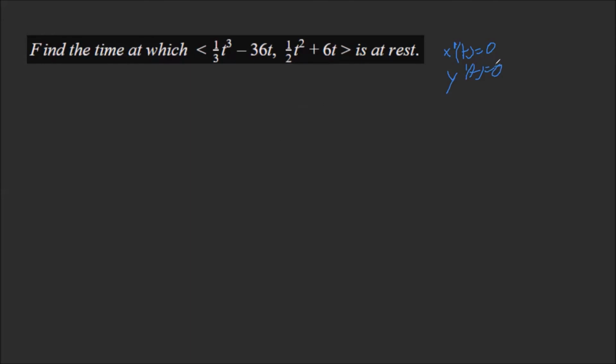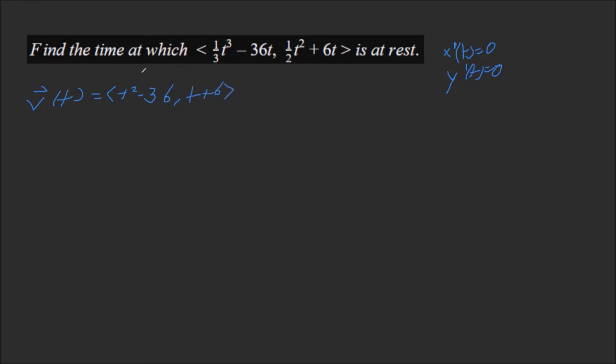Because if you have, let's say just x prime is equal to 0, it could still be moving in the y direction. And if that were the case, then it would obviously not be at rest. So let's start off by finding the velocity. Let's find the x component of that first, which would be t squared minus 36. Now let's find the y component, which is t plus 6.